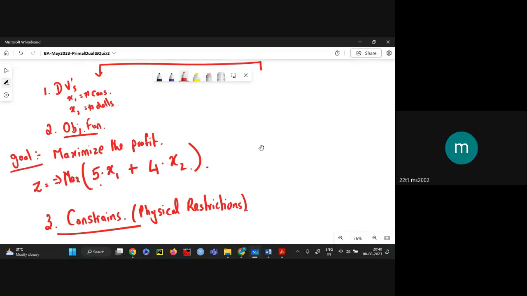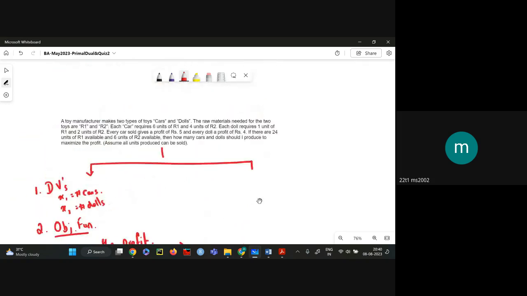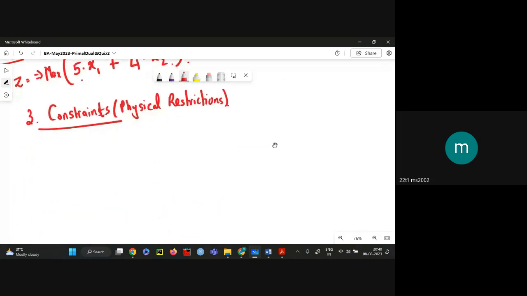We have only 24 R1 resources available, 6 R2 resources are available. We have to work with that constraint to maximize the profit. Exactly. Someone just pointed this out. Okay, constraints. So my constraints are I have only 24 units of R1 and 6 units of R2 to produce my cars. All right. So my constraints come from the resources that I have. The resource availability basically imposes the constraints for my model.